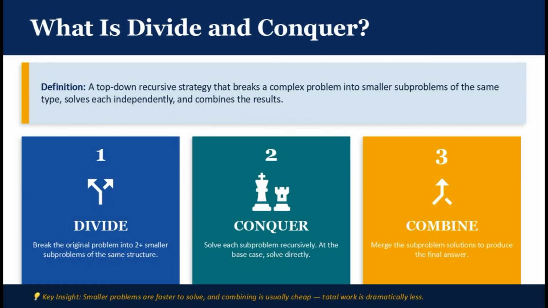Here is the key insight. Smaller problems are faster to solve, and the combining step is usually cheap. The result is that the total work is often dramatically less than tackling the full problem from scratch. Think of it as a divide to win strategy.